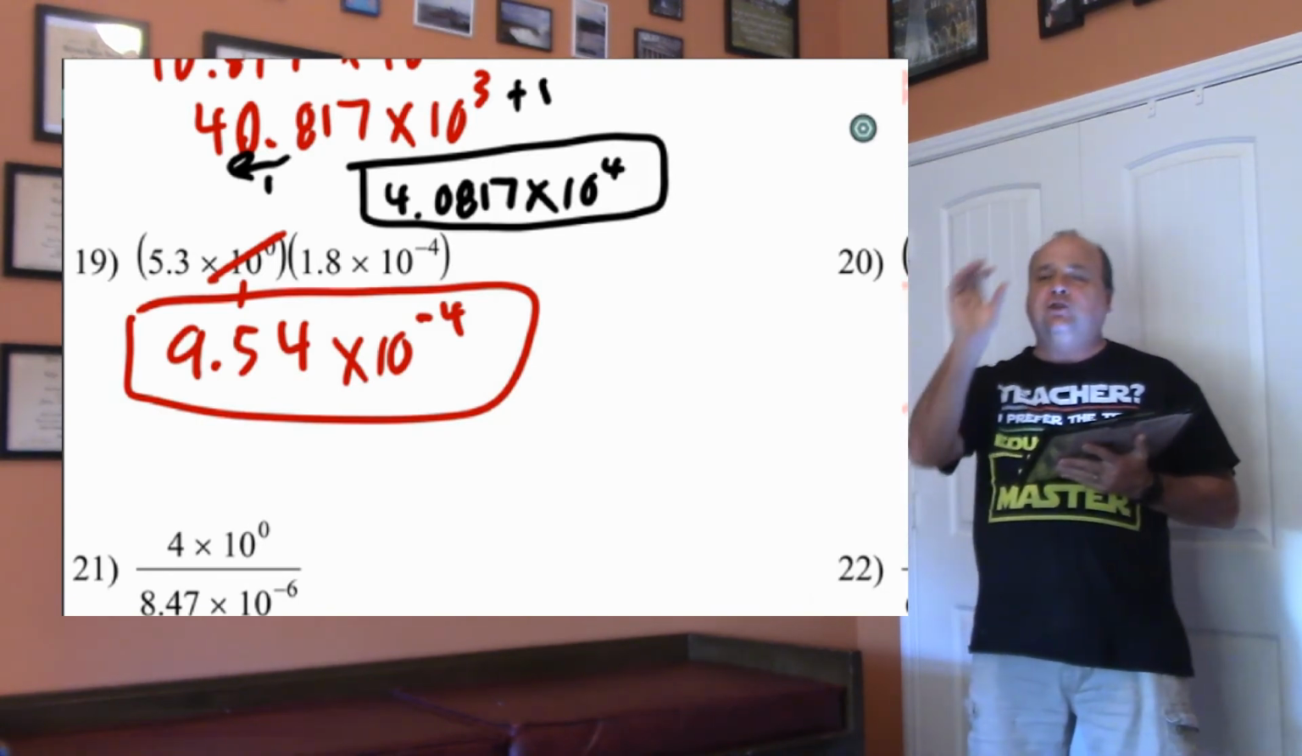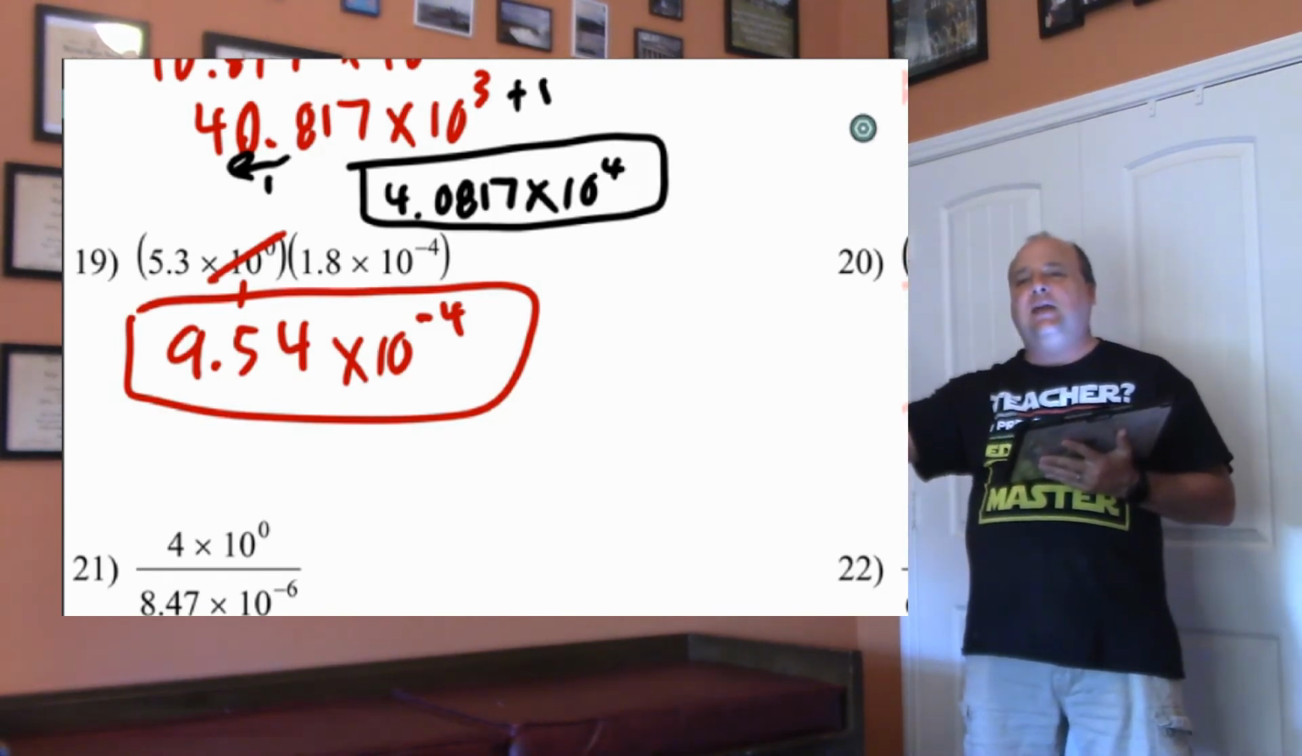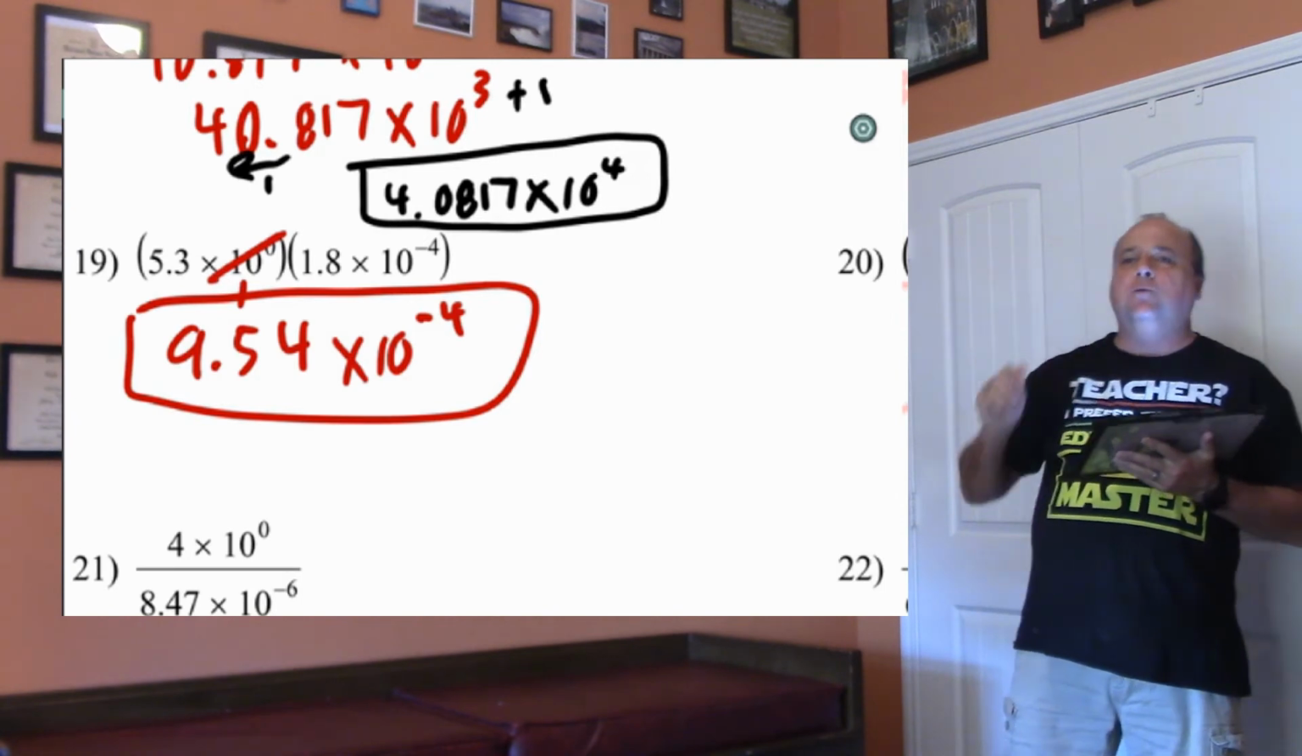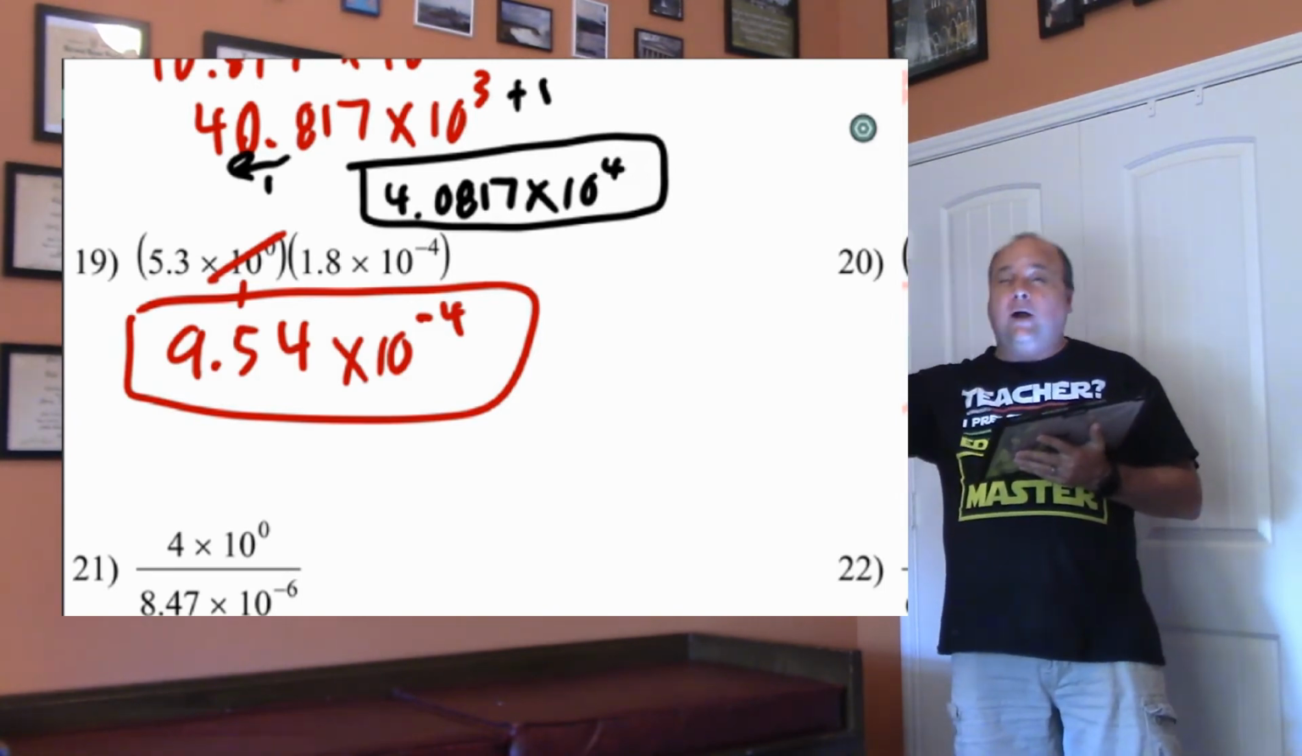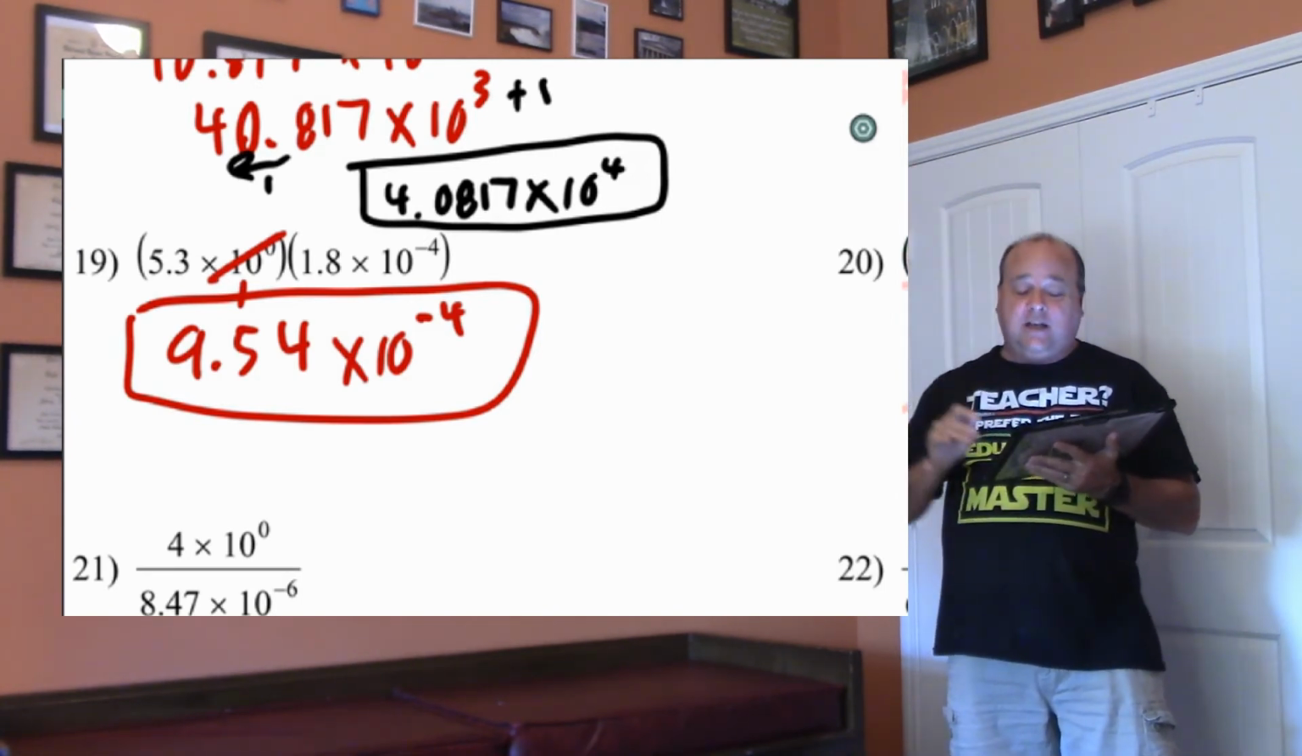So all you're doing is you're multiplying the bases and you're adding the exponent, and then if you need to move the decimal. This is teaching you what happens when you move that decimal to the exponent.